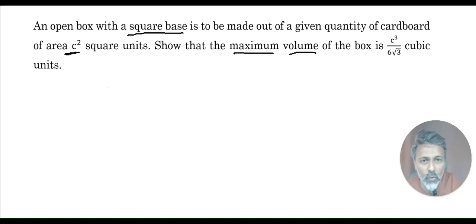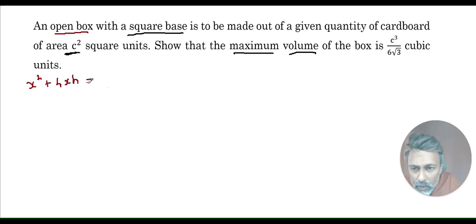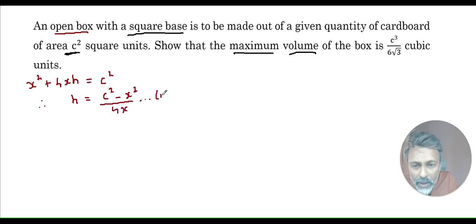The box, like we studied in school, it's nothing but the lateral surface area of 4 walls and the floor, because the box is open from the top and the height is h. Then we know that c square is nothing but x square, that is area of the square base, plus 4 walls lateral surface area which will be 4xh. So let's get the height of the box in terms of c and x. So h is c square minus x square, divided by 4x. Do not differentiate this. This is given quantity.